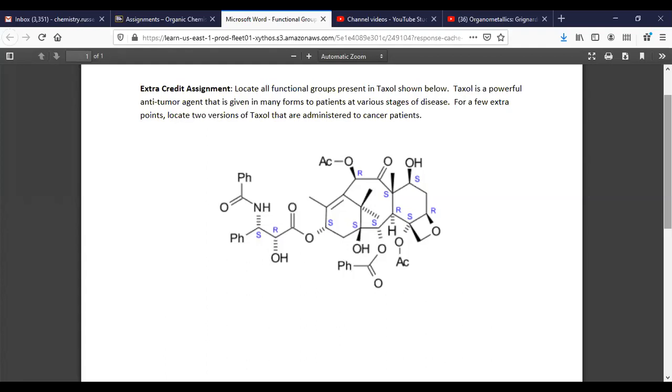Anyway, let's see if we can go through here real quick and look at some of these functional groups, and you tell me what they are. And yeah, we're gonna make it worth something.